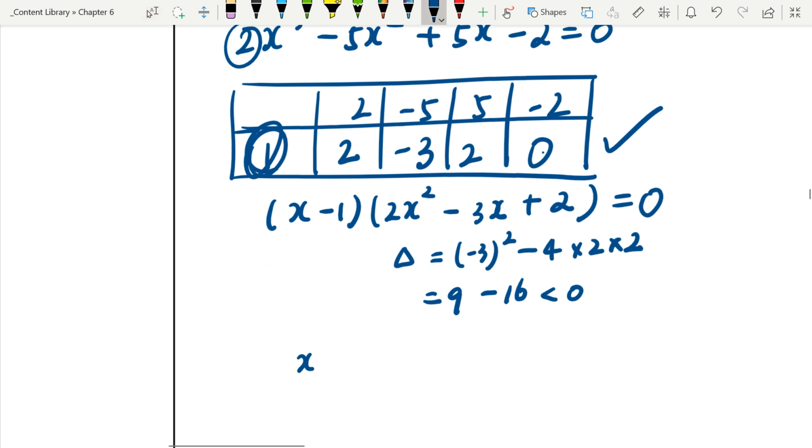So you only have one solution, that's x equals 1. Even though you solve the quadratic equals 0, because the discriminant is less than 0, you won't get any solution. Discriminant less than 0 means there's no solution. So I only have one solution, which is x minus 1 equals 0, and x equals 1.